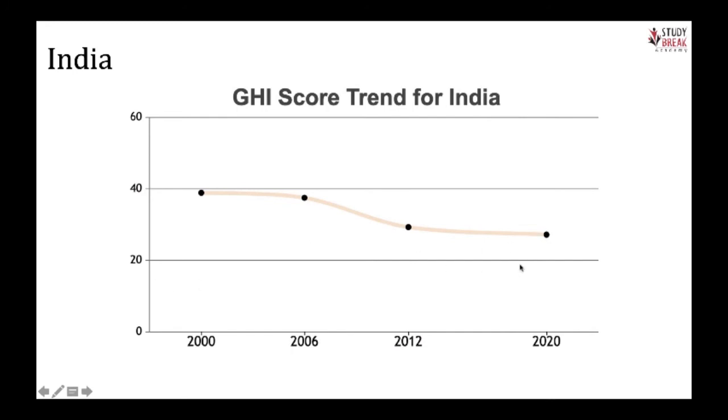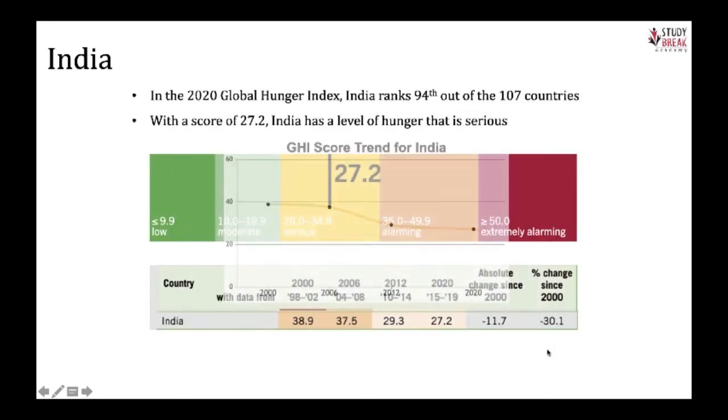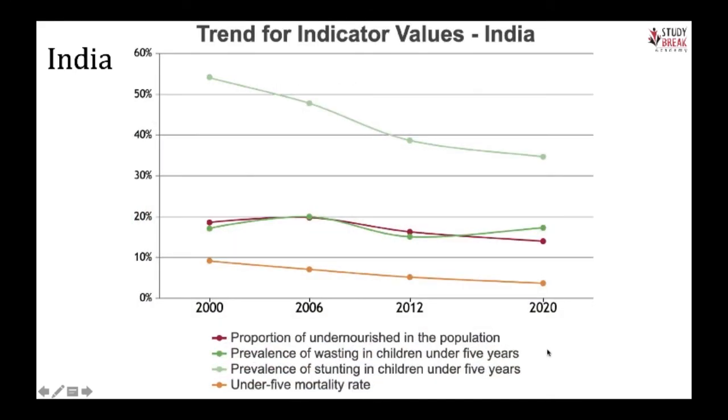If you see the trend from 2000 it reduced to 2020, and if you see the trend of indicator values, you can see, of course, we have done well in stunting. If you take 2000, more than 50% of the children below the age of 5 were stunted. Now it's just above 30%.